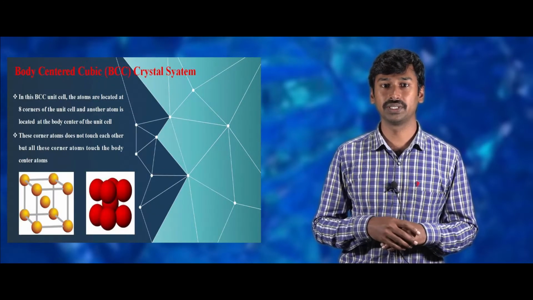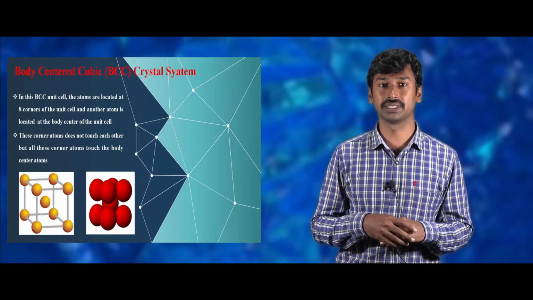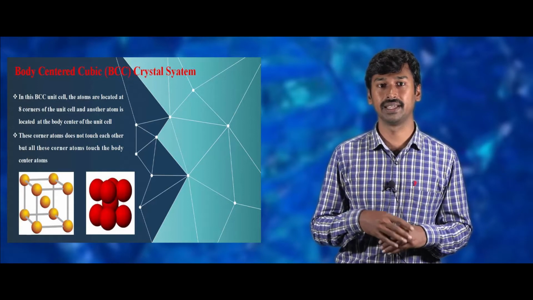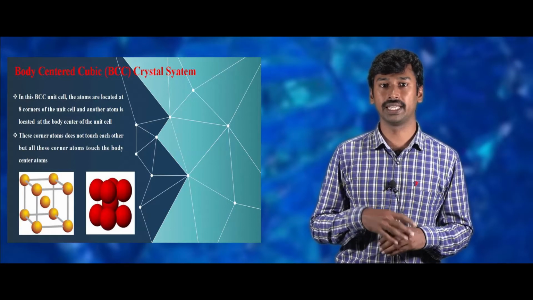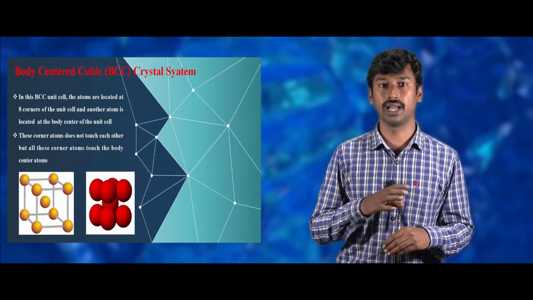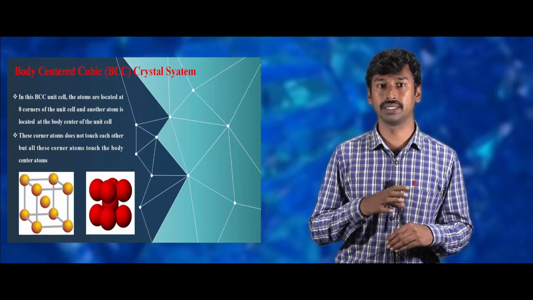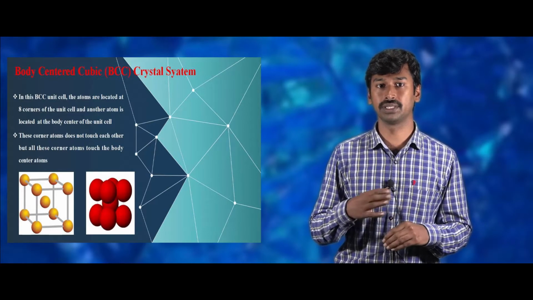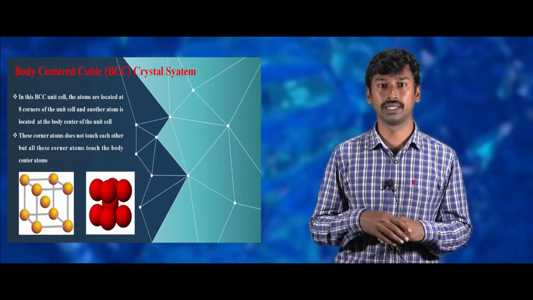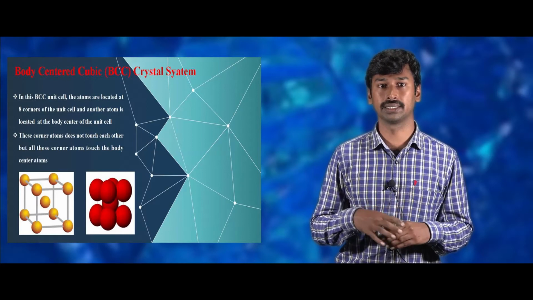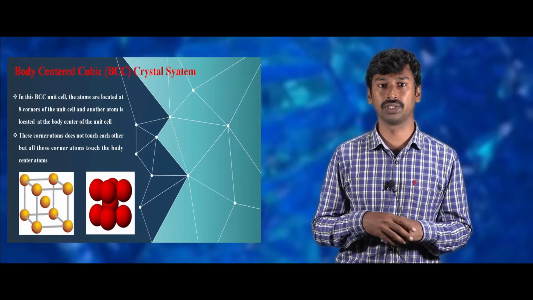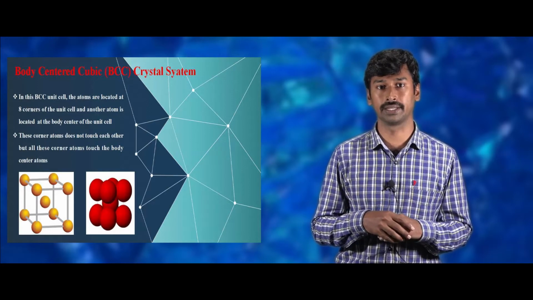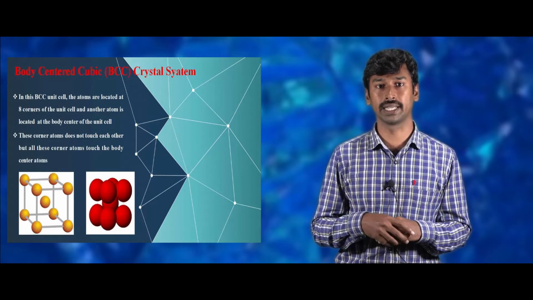Now we are going to see the body centered cubic system, that is BCC. In this BCC system, atoms are located at the 8 corners of the unit cell and an atom is located at the body center of the unit cell, which is shown in the first figure. Then these corner atoms do not touch each other, but all these corner atoms touch the center atom of the unit cell, which is the body center atom, which is shown in this second image.